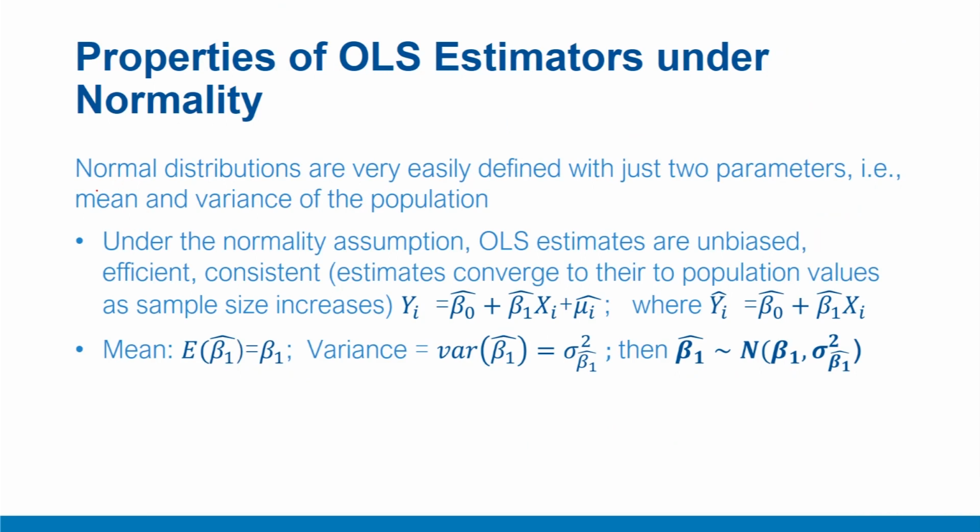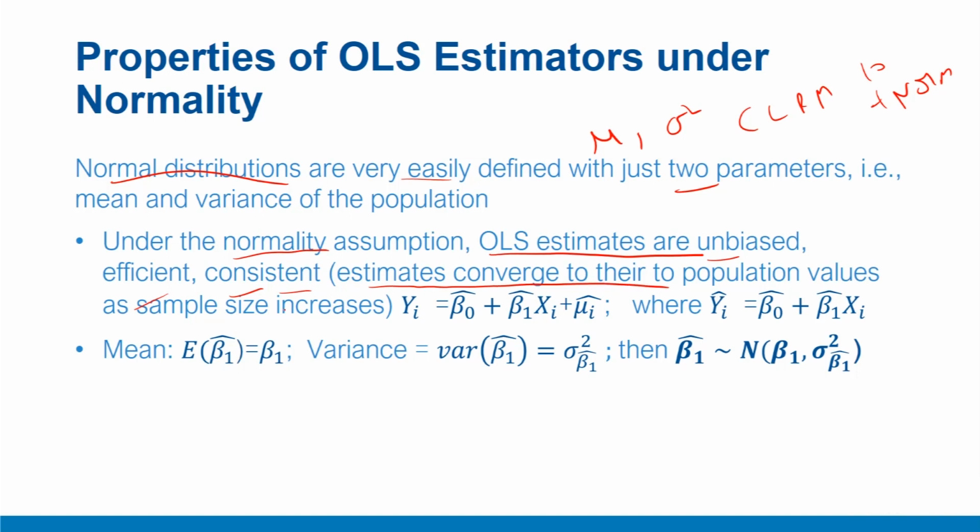Please note that normal distributions, like we said, are very easily defined by just two parameters: one is the mean mu, and the other is the variance sigma square. Now, as we have made the normality assumption along with the 10 classical linear regression model assumptions that we discussed, OLS estimates are BLUE estimates, that is, best linear, unbiased, efficient and consistent estimates, as we discussed in the previous video. And since they are consistent, these estimates converge to their true population values as sample size increases.